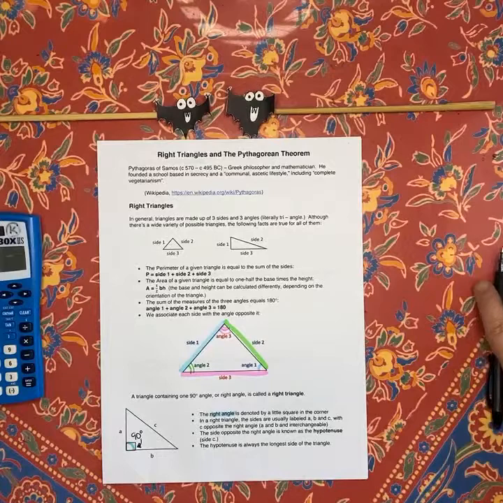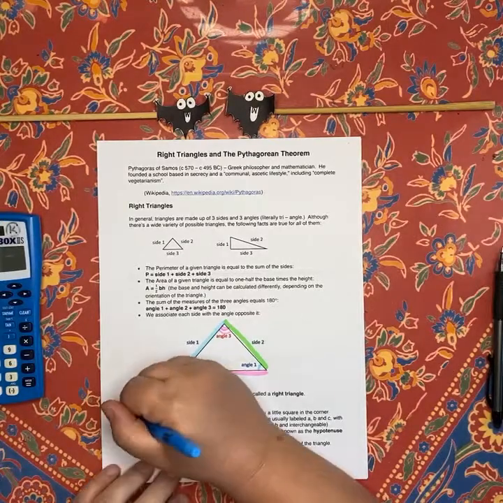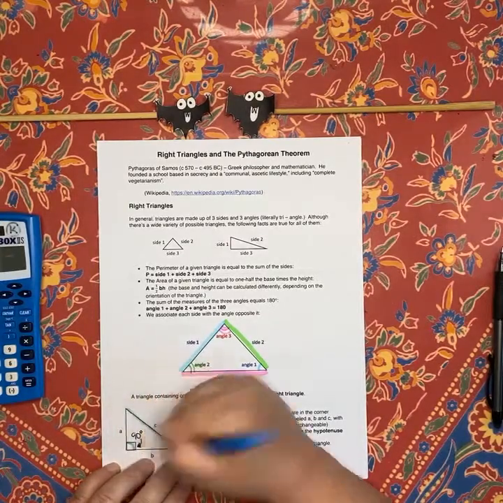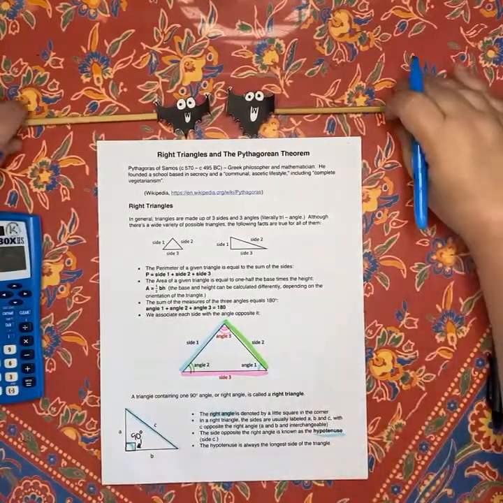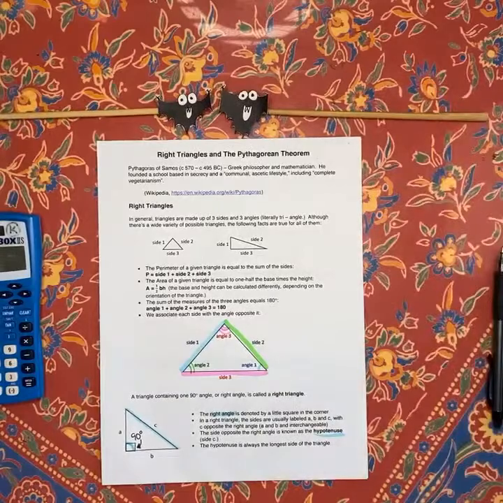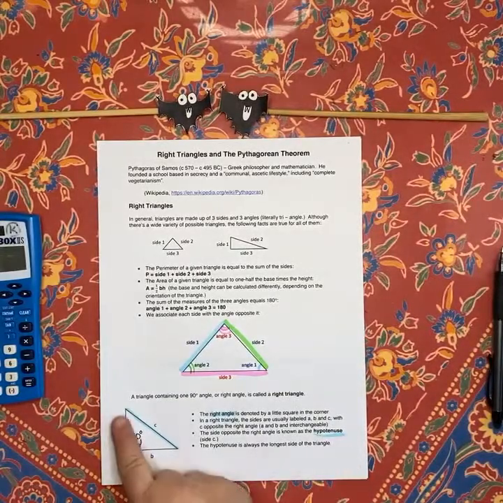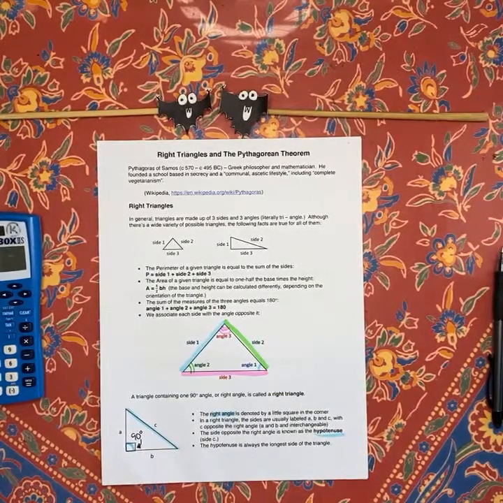So the hypotenuse, I've colored myself into a corner here. See what I did? What do you think, Bat Brothers? Yes, the hypotenuse, side C, is the longest side. That is the side opposite the right angle.